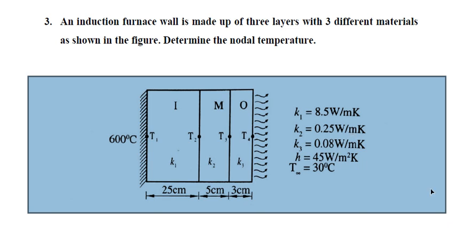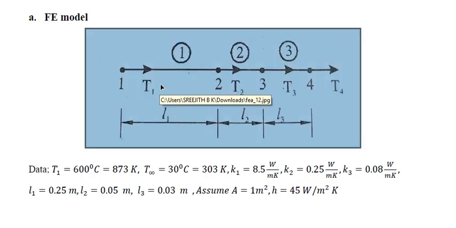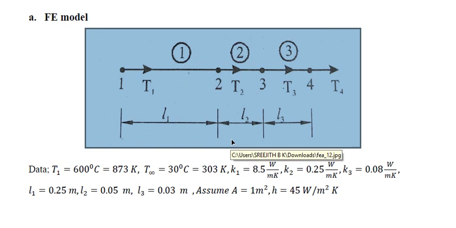The FE model is given like this. It has three elements with four nodes, 1, 2, 3 and 4. At each node the temperature is T1, T2, T3, T4. So at each node the degrees of freedom is 1. So totally per element the degrees of freedom will be 2. So there are 3 elements.